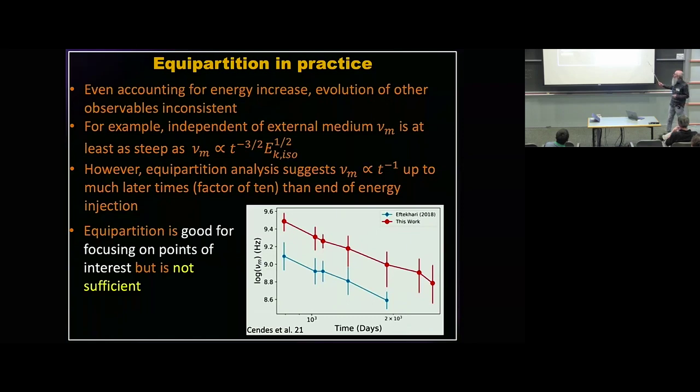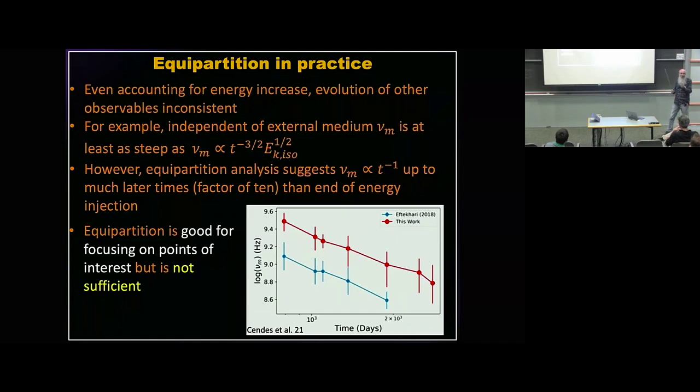So why is this interesting? Because for this event, 1644, for over thousands of days, the evolution of nu_m is consistent with something like t^-1. And even if you account for energy injection in the first few hundred days, that still doesn't allow you to get this over a thousands-of-days time scale. And that shows you that there is an inconsistency between what is inferred from the equipartition model, even allowing for extra degrees of freedom in terms of energy injection, and what you would expect from actual dynamics for the evolution of nu_m.